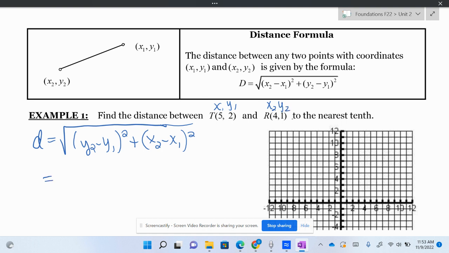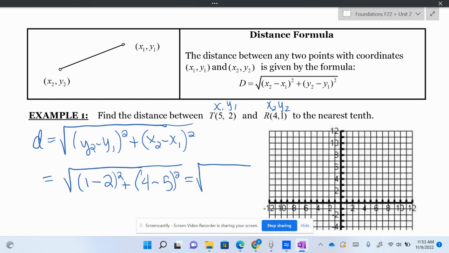So the distance from R to T, I'm going to start with y2, which is 1, minus y1, which is 2, and I'm going to square that, plus x2, which is 4, minus x1, which is 5, and I'm going to square that. So let's see, 1 minus 2 is negative 1 squared, plus 4 minus 5 is negative 1, and I have to square that.